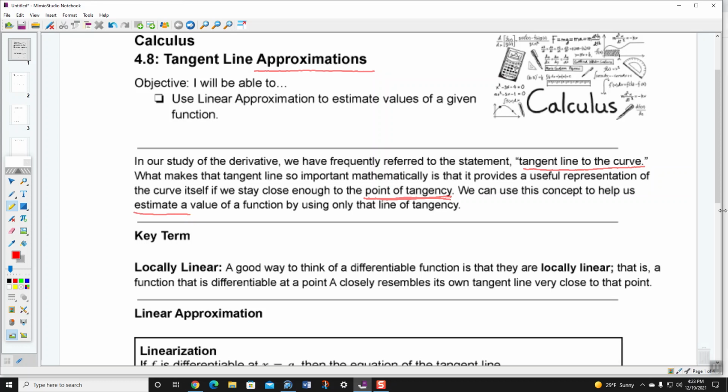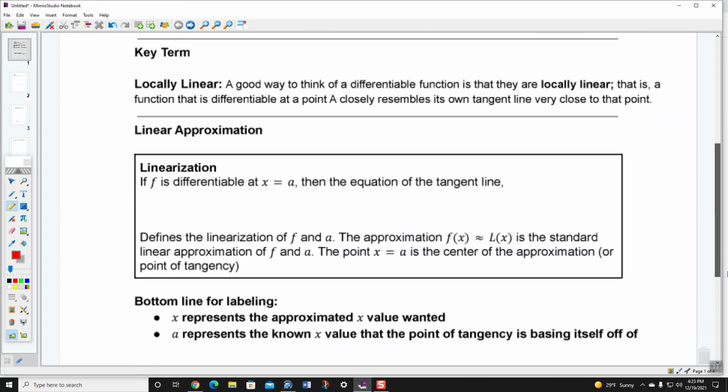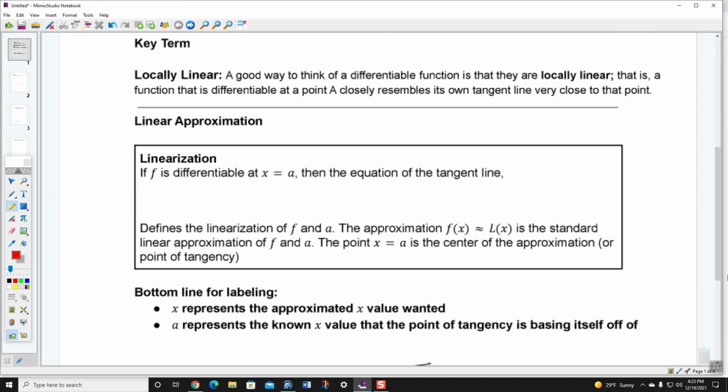So the key term today that you're going to hear is called locally linear. Locally linear is a good way to think of a differentiable function, that they are locally linear. That is, a function that is differentiable at point a closely resembles its own tangent line very close to that point. And I'll show you some drawings here in a little bit, but what's written right up here is going to tie in really well with this stuff down here.